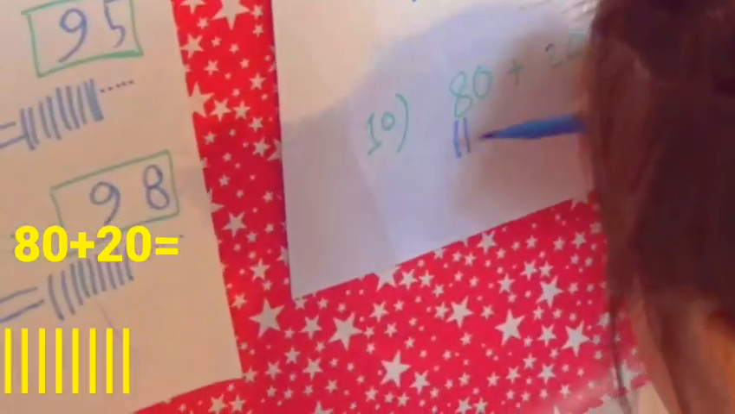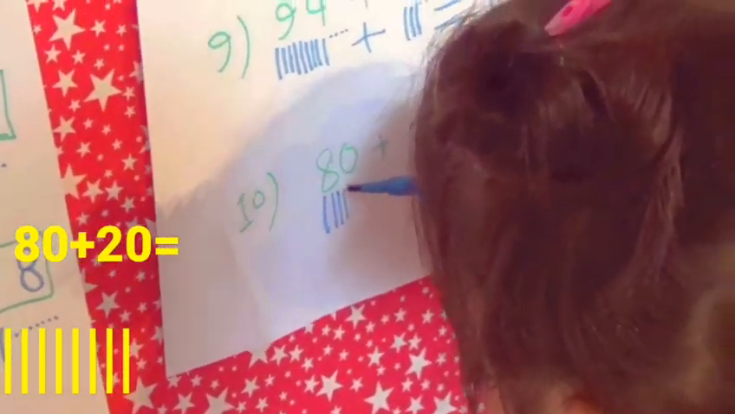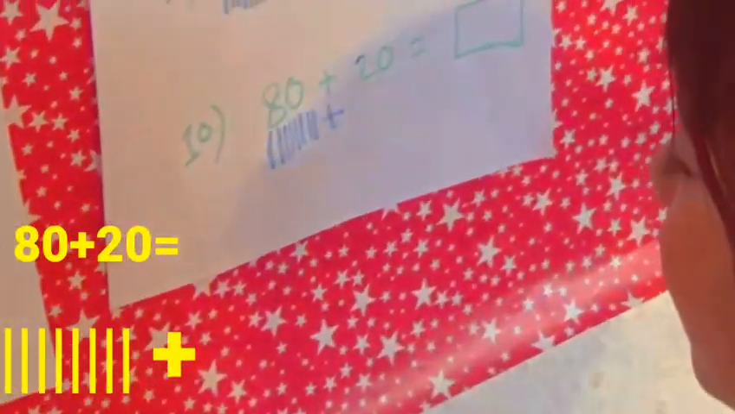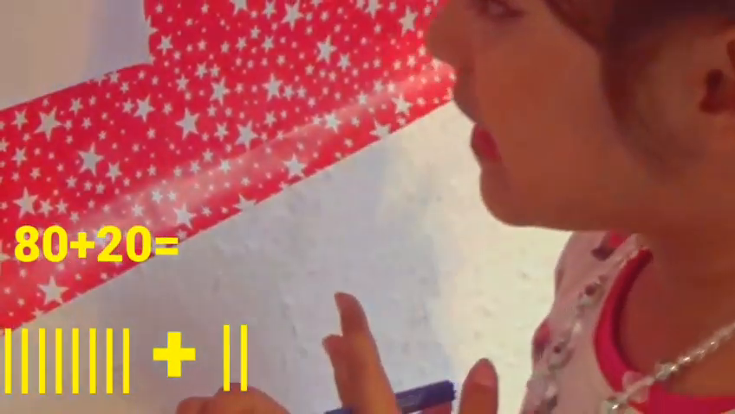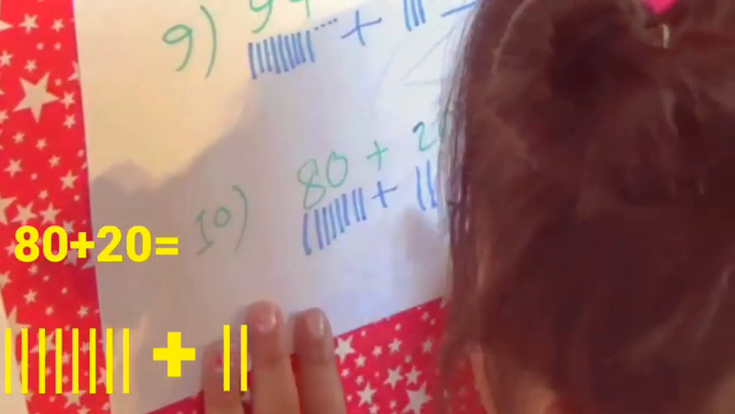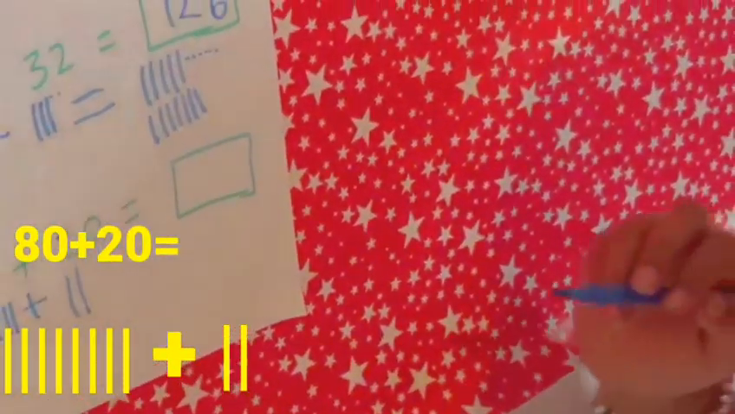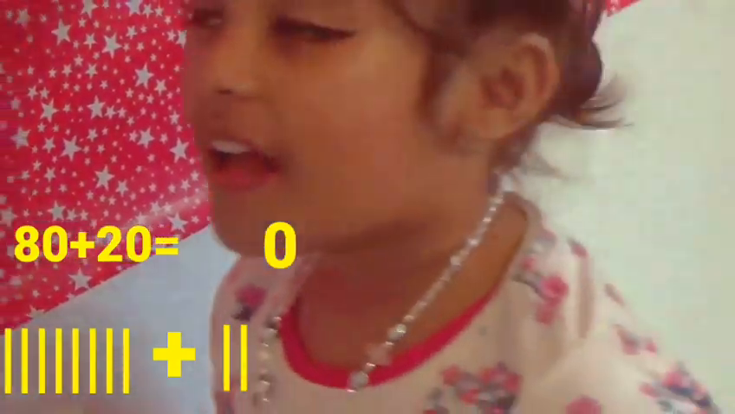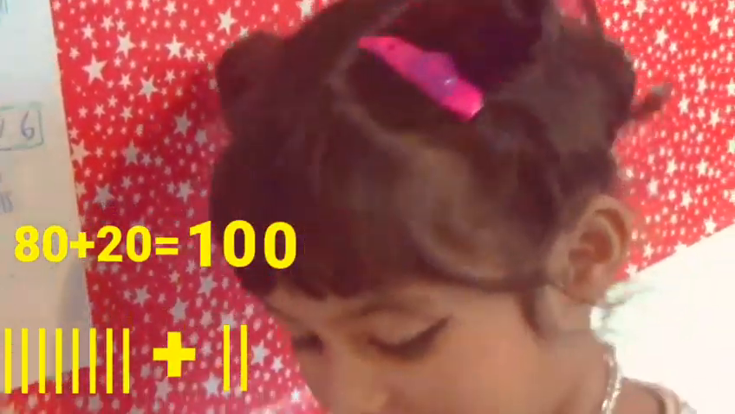80 means 8 lines and 0 dots. 20 means 2 lines and 0 dots. Let's count the lines. 1, 2, 3, 4, 5, 6, 7, 8, 9, 10. We're going to write 0 dots and 10 lines.